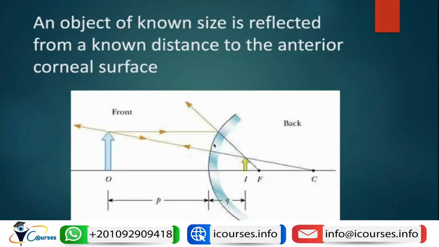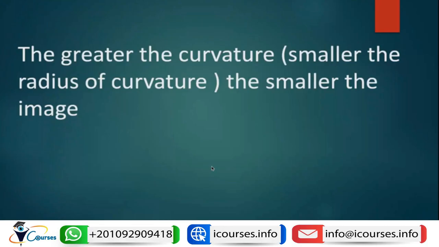So what we need to know is that if we place an object in front of the anterior surface of the cornea, which acts as a convex mirror, then it will produce an image. This image is small and inside the focus. So if we have an object of known size reflected from a known distance to the anterior corneal surface, like here, if we place an object of known size and we know the distance between the object and the cornea, then we can know the radius of curvature and we can know the power of the cornea by knowing the curvature of the cornea.